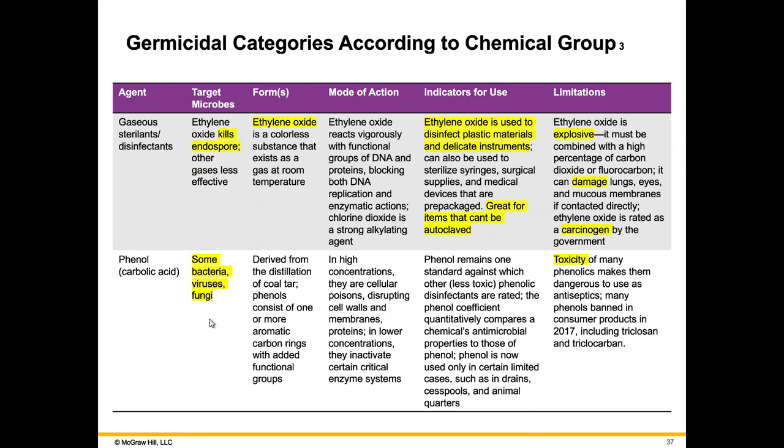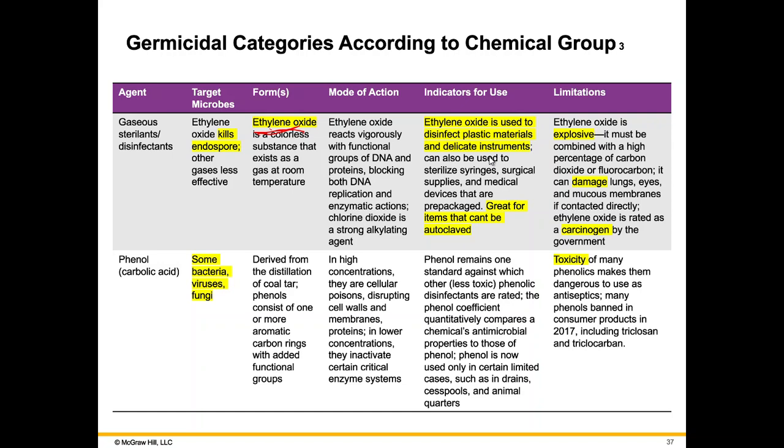Okay, next, our gaseous agents include ethylene oxide. So this one's highlighted for a reason, you guys. This one's important. It can kill endospores, and it's a really excellent example of a gas that can be used for that process. So it's great for items that can't be autoclaved, that are sensitive to heat, for example, so that it can get sterilized without having to expose it to those high levels of heat.